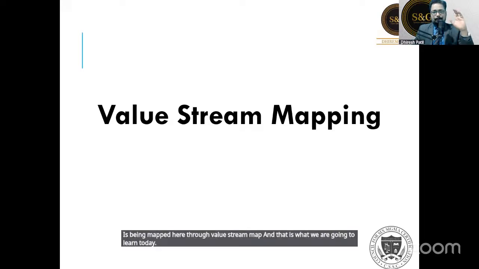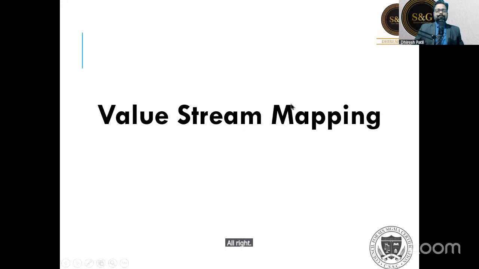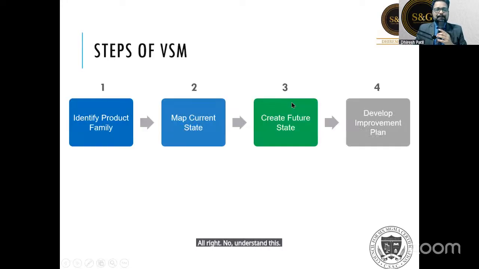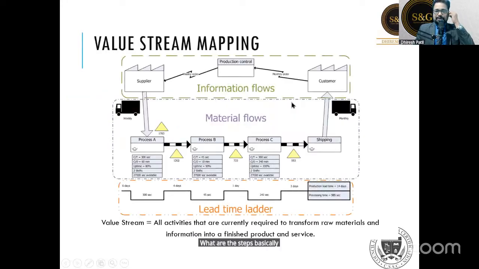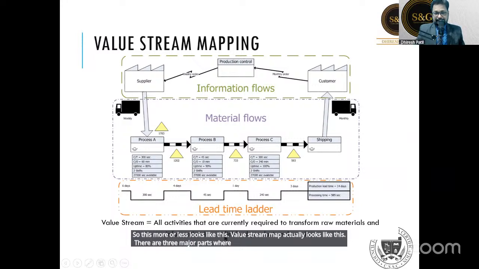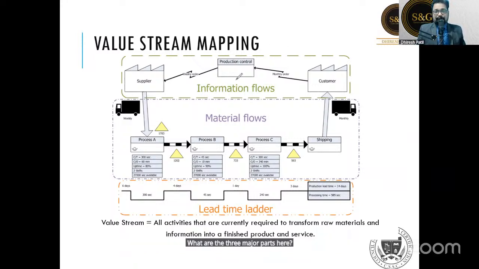All right. So now understand this. What are the steps we basically use? This is the second one. The value stream map actually looks like this. There are three major parts where we will be focusing today. What are the three major parts here? The first and a very important part is information flow.